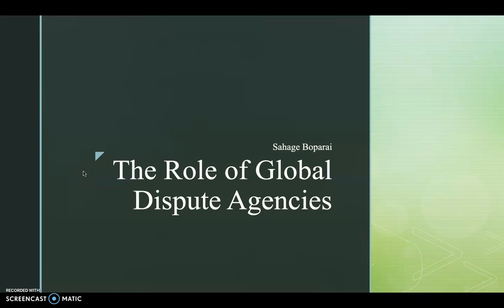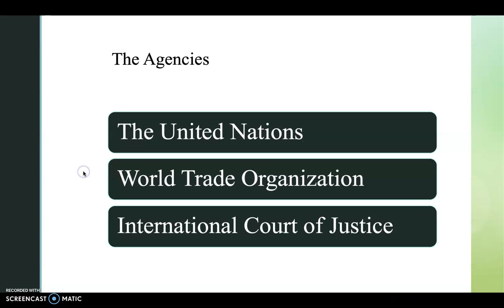The role of global dispute agencies. The United Nations, International Court of Justice, and the World Trade Organization are all global dispute agencies that help settle arguments or provide assistance to countries on the issues of poverty, war, crime, and food. These agencies usually help countries that are in dire need.